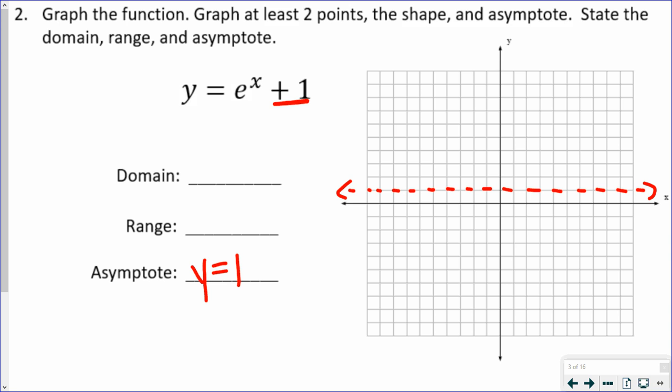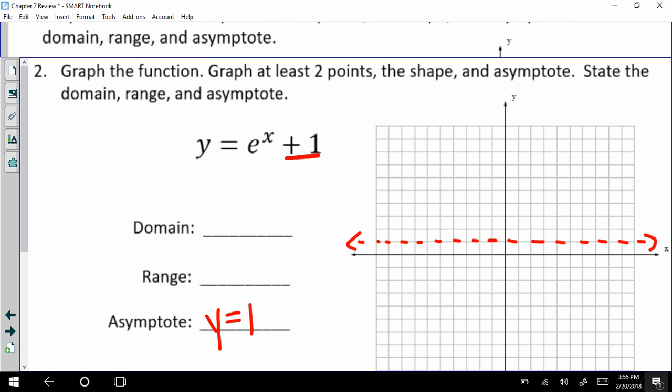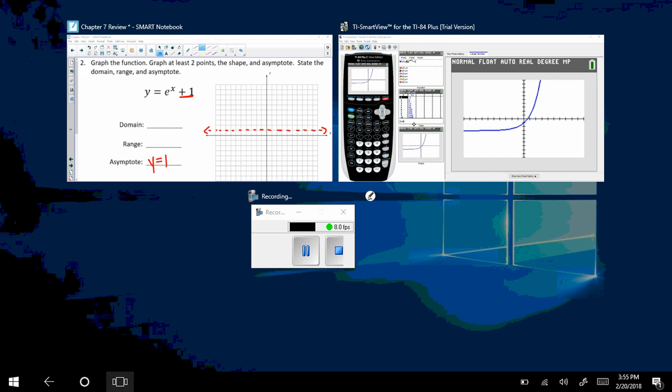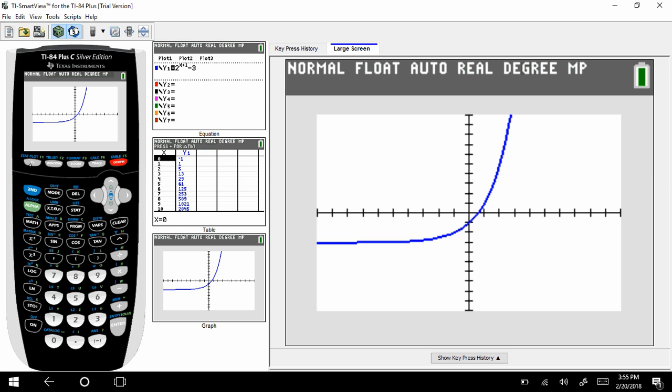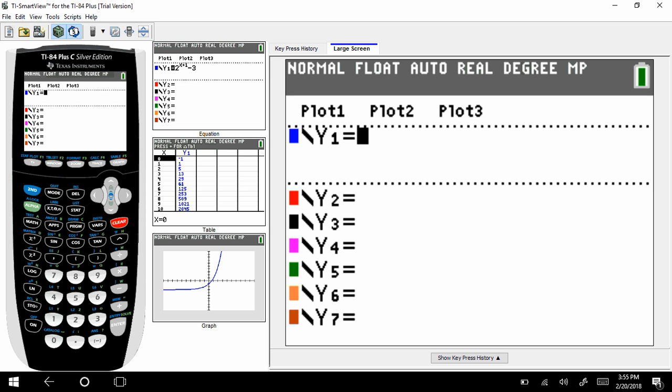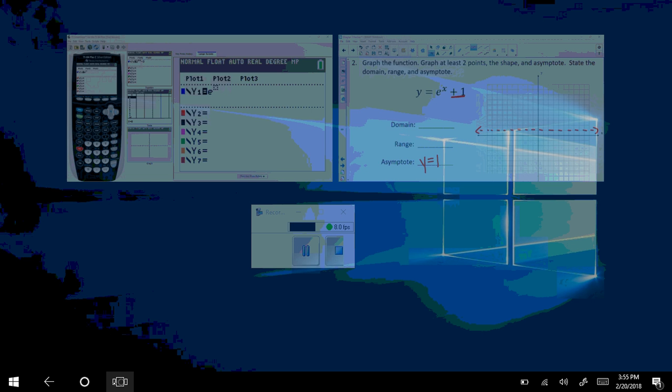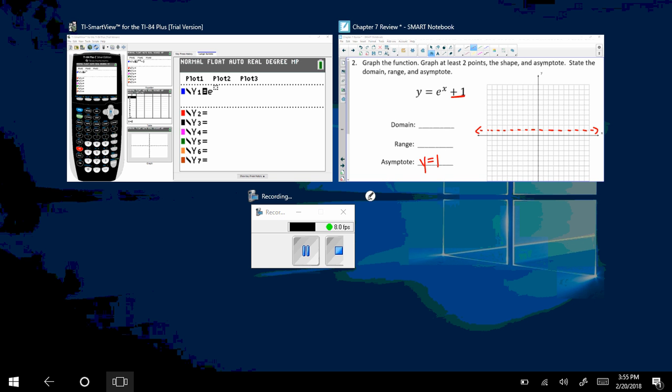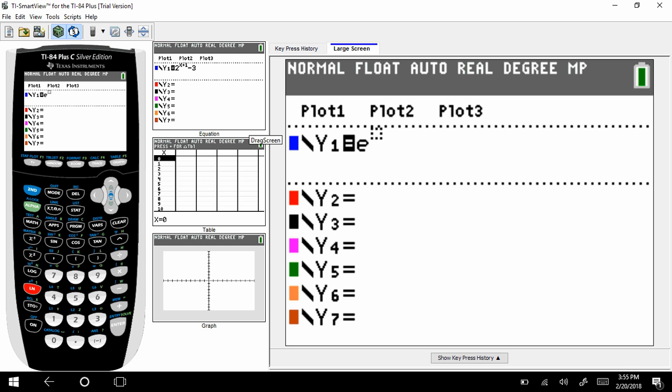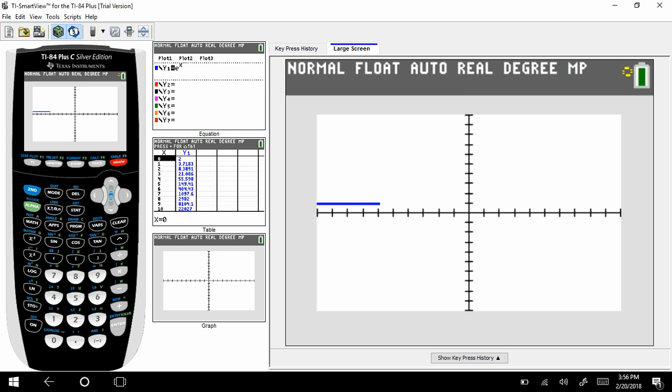Okay, now I'm going to type that in, e to the x plus 1. So equals, clear it out. So remember, e is if you hit second and the ln button, and e to the x, and then plus 1 is not in the exponent. So let's scoot over, plus 1, graph. So there's our shape, and that shows that it does level off at positive 1.